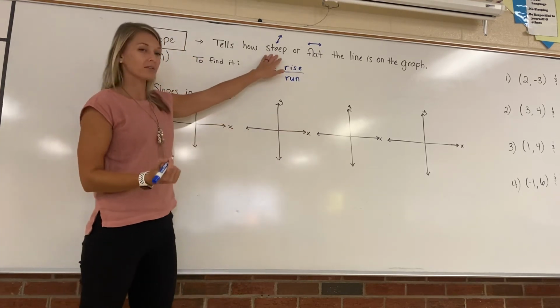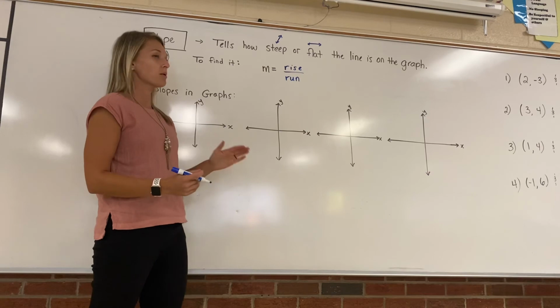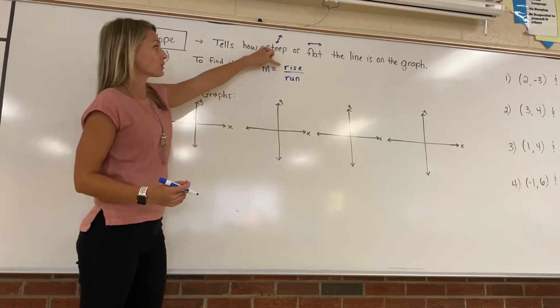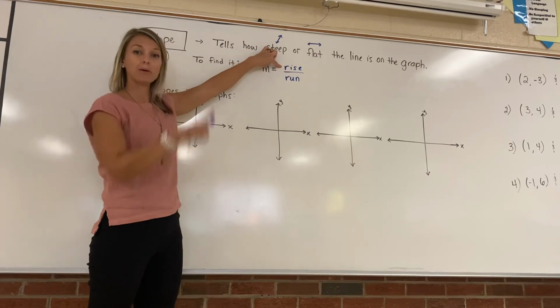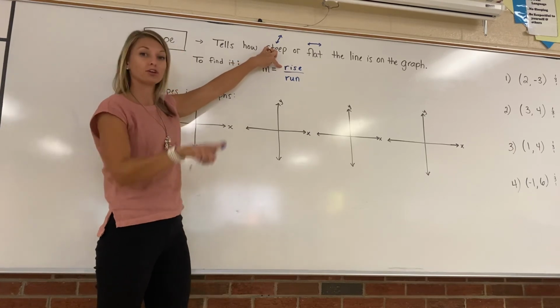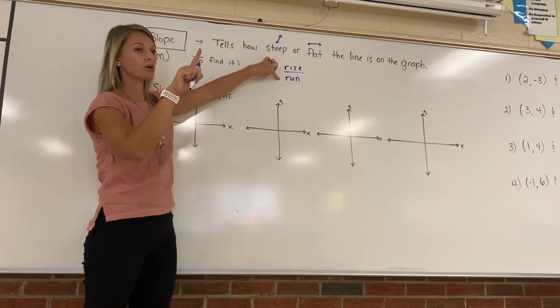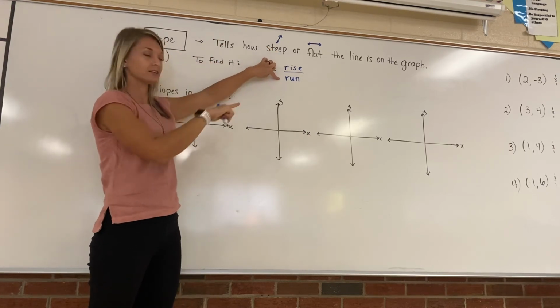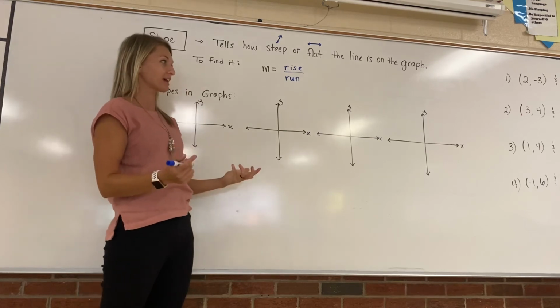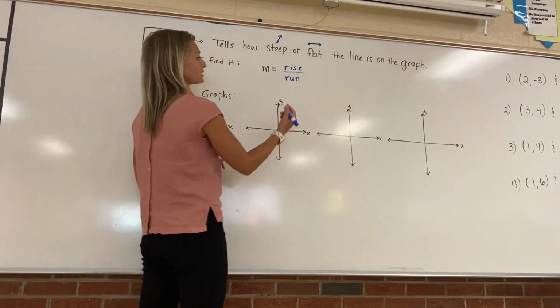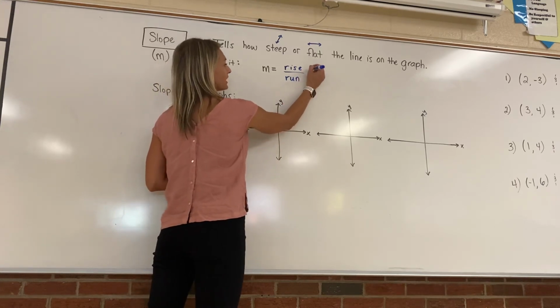Because if you think about the steepness, it's going to be how much you're going up versus how much you're traveling left and right. So the rise part is the up and down part. How much do you have to go up to go from one point to the next? And then the run part is how far you have to go sideways to go from one point to the next. And we'll look at it on the graph in a little bit. So that's one way of finding it: you could do rise over run.